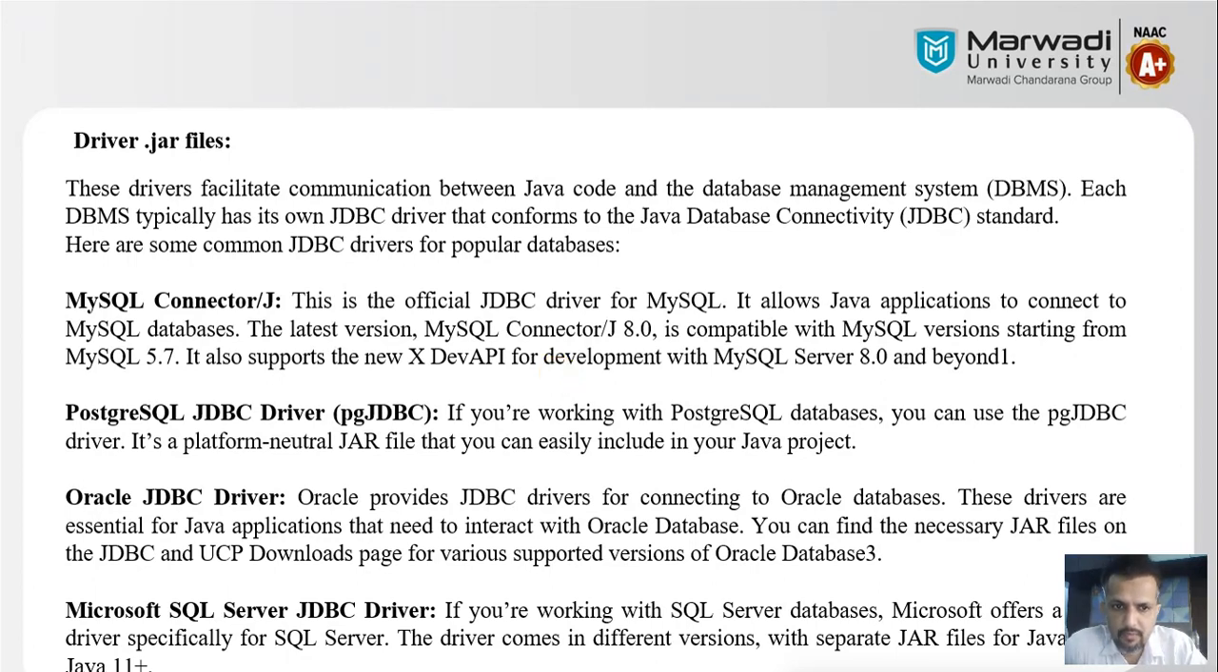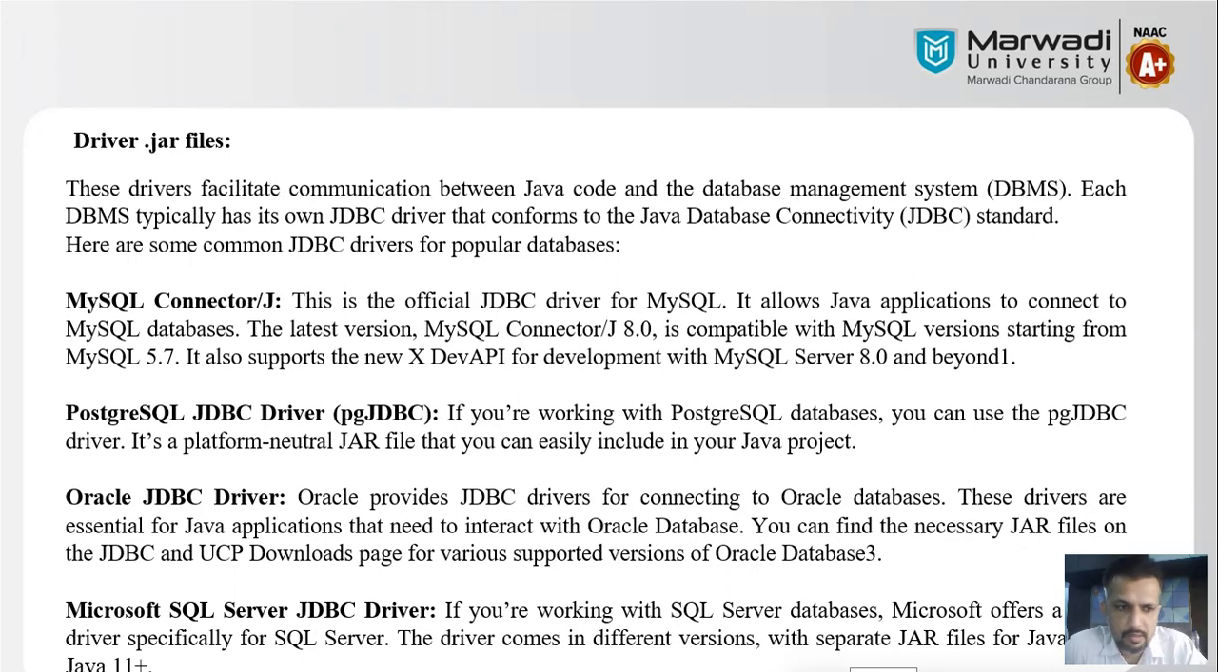So if we want to create an application and we want advanced-level Java connectivity, then I will use the updated version of the MySQL driver. The second type of database is PostgreSQL. If you use PostgreSQL, then you require the PostgreSQL JDBC driver jar file. The name of the file is pgjdbc. If you are working with the Postgres database, it's a platform-neutral jar file and you can easily include it in your Java project.